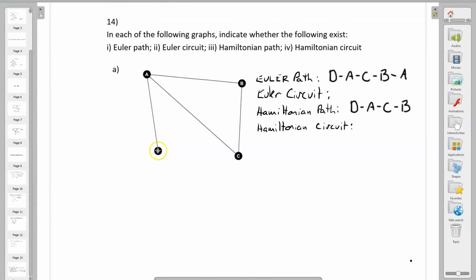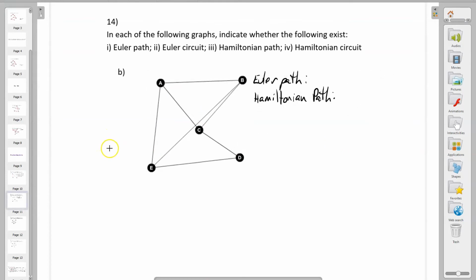Let's just try a couple examples. If I started at D, I could go around the rest of the triangle. But as soon as I get back to A, I'm repeating a vertex, and that's not allowed. Try starting at a different place. I could start at C, B, A, and D, but I have no way of getting back to C without backtracking. B, C, A, D, nope, same problem. So regardless of where we start, we're going to be unsuccessful trying to find a Hamiltonian circuit.